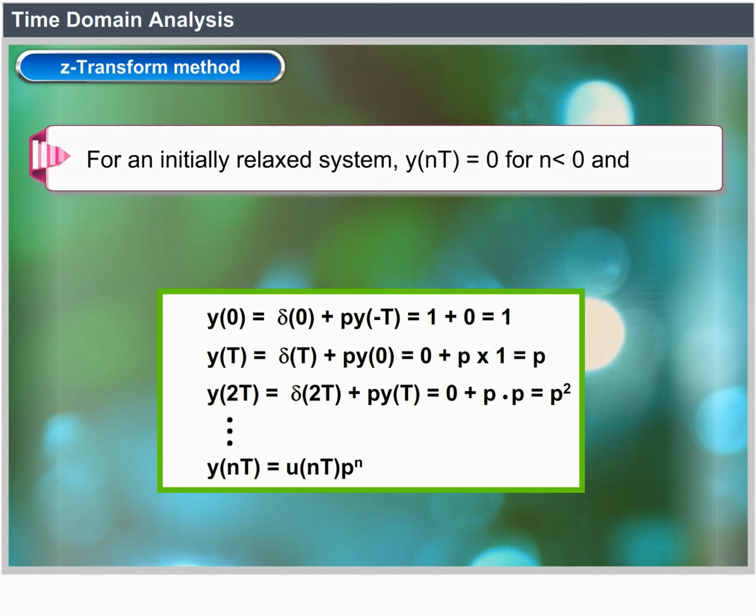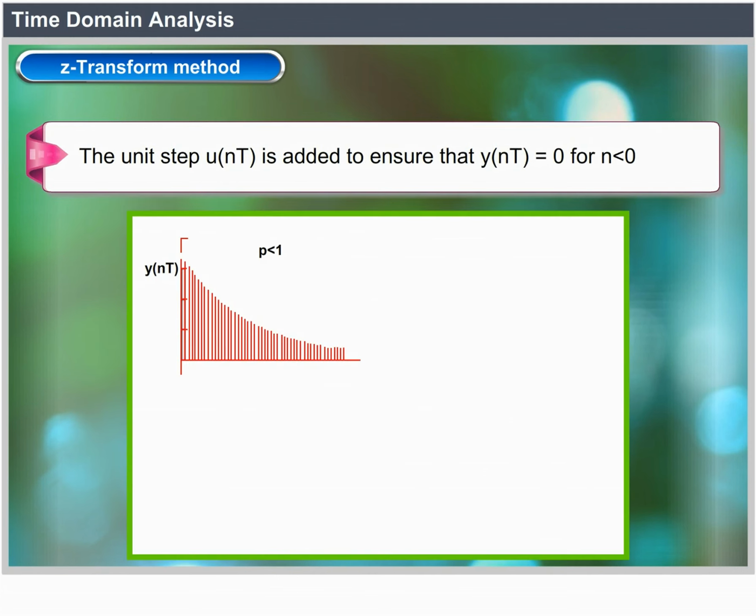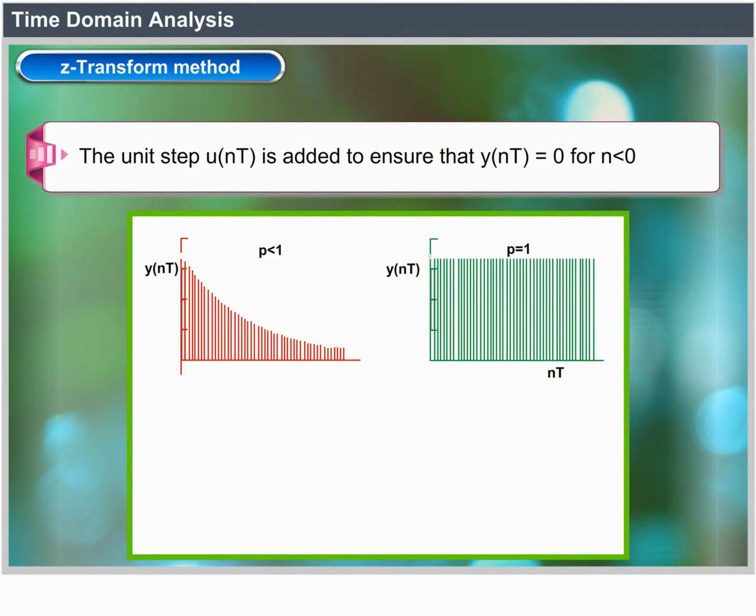y(T) = δ(T) + p·y(0) = 0 + p·1 = p. y(2T) = δ(2T) + p·y(T) = 0 + p·p = p², etc. y(nT) = u(nT)·pⁿ. The unit step u(nT) is added to ensure that y(nT) = 0 for n < 0.